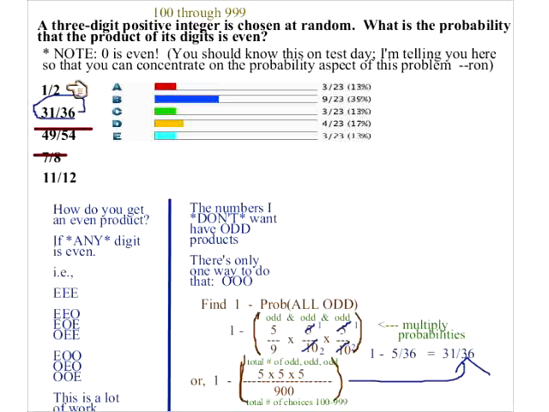Okay, questions, please. Anybody have any questions? Okay. If not, we may be able to squeeze one more problem in here. Let's see. Okay. All right, let's see if we can cram it in.